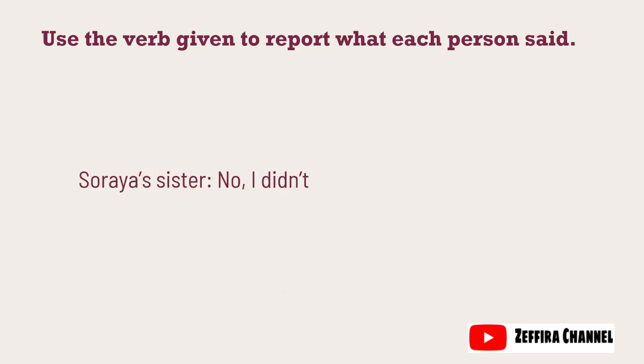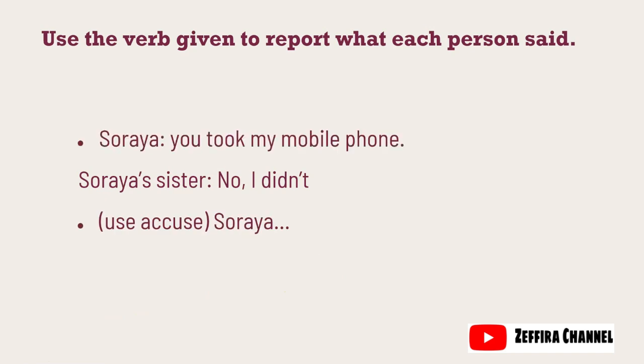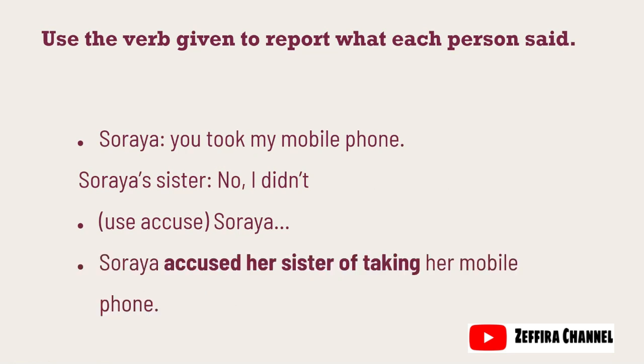Now let's go to the third question. Okay. You took my mobile phone. No, I didn't. Please use the reporting verb accuse and start your sentence by writing Soraya. Okay, so the answer is Soraya accused her sister of taking her mobile phone. Again, you use the past form of every reporting verb. And then you use the preposition here and the ing form over here. So take a look at the table given before so you can see which category each reporting verb belongs to.